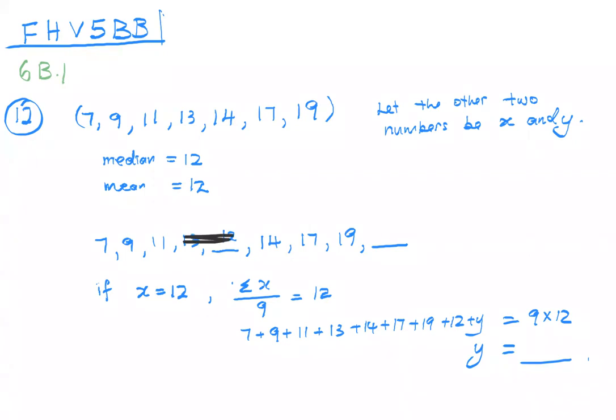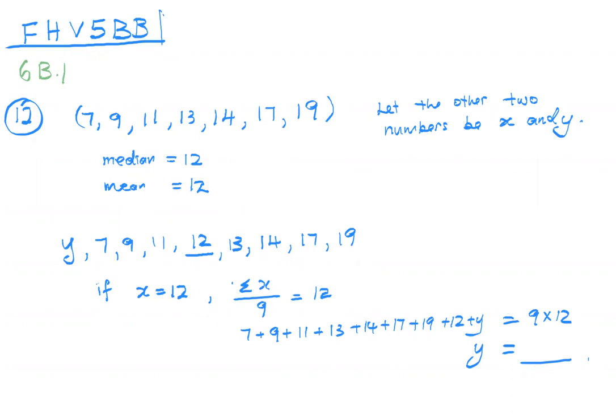Do you know why? Is 13 smaller than 12 or bigger than 12? So the median has to be here because it's 12. So 13 has to be here. So your y has to be here, at the left-hand side.